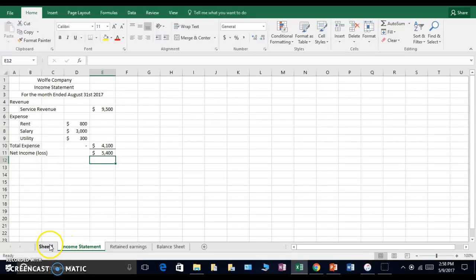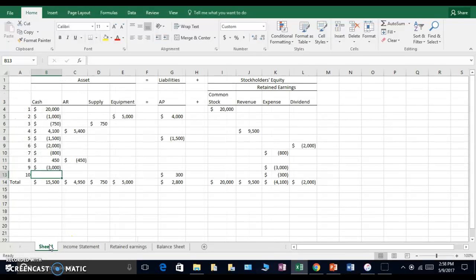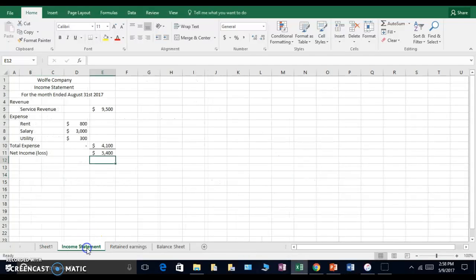How I came to it: service revenue, as you can look, came from right here, and I didn't put the actual descriptions which are in your book. It says $9,500, and then I took all the expenses out, which is pretty easy. And then you take your 800, 3,000, and 300, and then minus the 4,100 to make your $5,400.